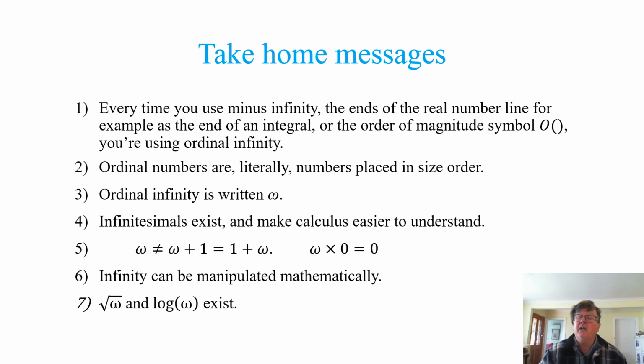Ordinal numbers are literally numbers placed in size order. Ordinal infinity is written omega, little omega. Infinitesimals exist and make calculus easier to understand. Infinity is not equal to infinity plus 1, and infinity times 0 equals 0. Infinity can be manipulated mathematically, and the square root of infinity and log infinity exist as separate infinite numbers. If you can remember that, then that's great. This is the end of the part 1 talk.